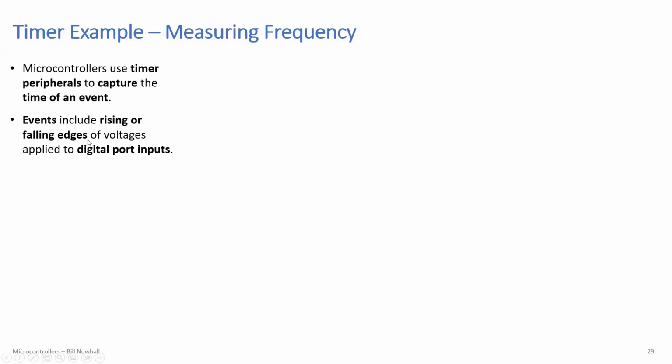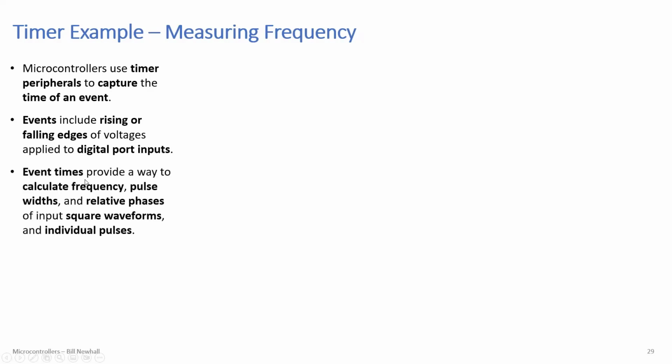So typically what you're doing is applying a voltage to a digital port input, and then capturing the time of those events. And then those event times provide a way to calculate frequency, pulse widths, and relative phases of, let's say, two different square waves applied to a digital port. And you can time square waves or you can time individual pulses. Okay, so lots of capability here.